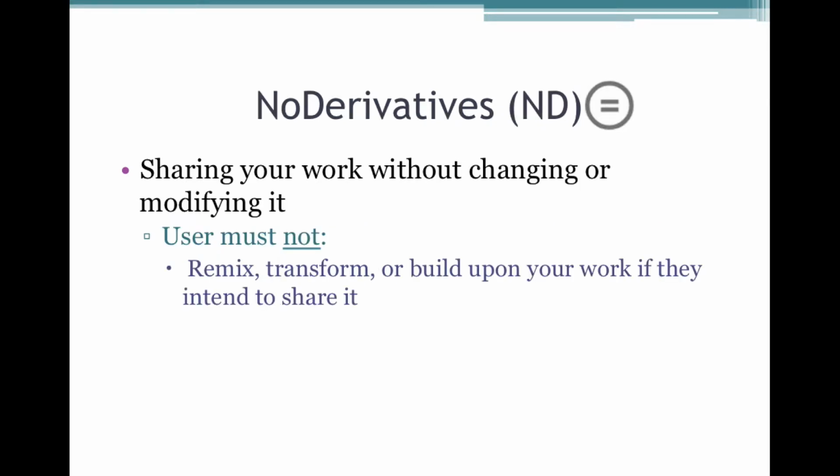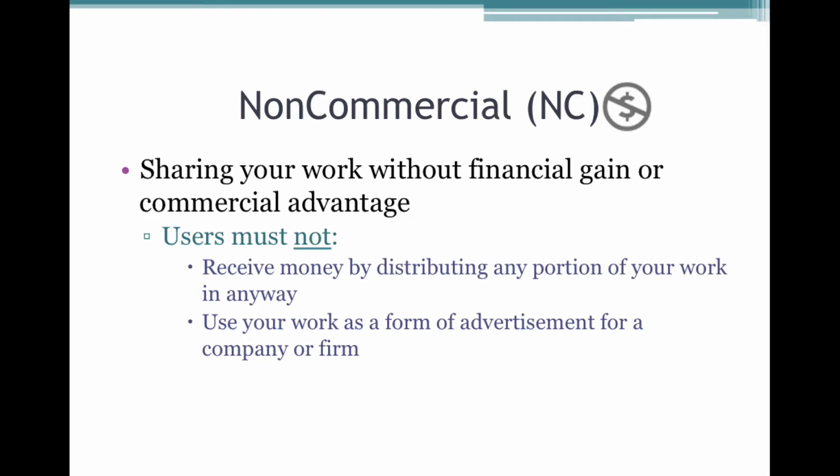Third, no derivatives. No derivatives requires that users not modify, transform, or build upon your work when sharing it. That is, users must leave your contributions as you have them in your original work. The last variable for your Creative Commons license is non-commercial. Non-commercial disallows users to share your work in a way that gives them monetary gain or commercial advantage.